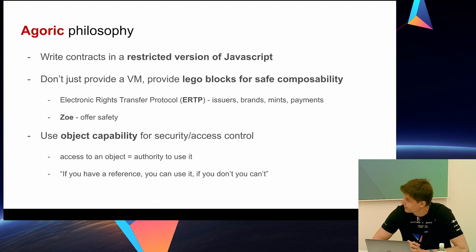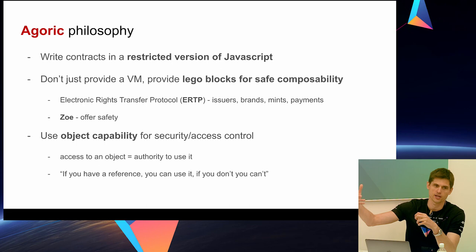The other part of Agoric is object capability. Why is this? This is an idea where if you have access to an object, you can use it. If you don't, you can't.